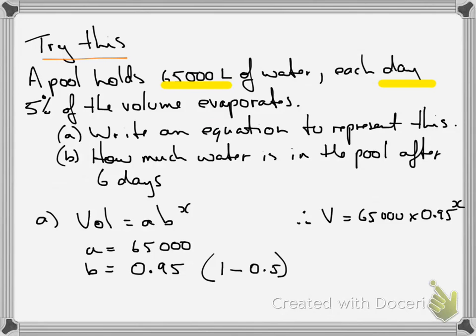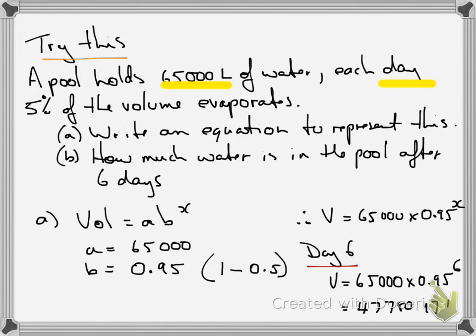Now for day 6, it says, what is its volume after day 6? Well, simply all we have to do is V equals 65,000 times 0.95 to the power of 6, and lo and behold, when I calculate that, it gives me 47,780.97 litres. And that is how we do a decay function.